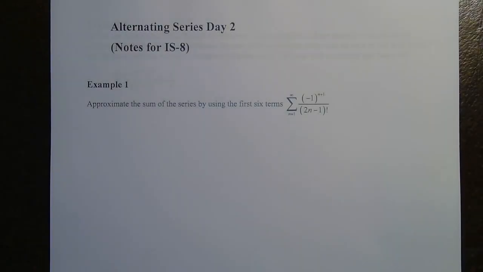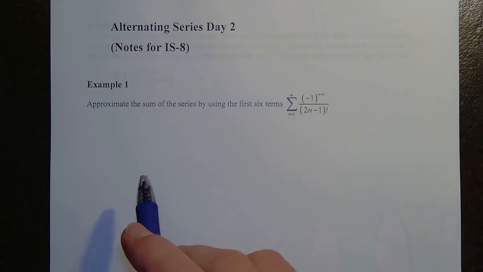So today we're going to look at another day of alternating series. And what we want to really concentrate on and understand is the alternating series remainder theorem, also called the alternating series error bound. And for this first example, we're just going to jump into some examples.